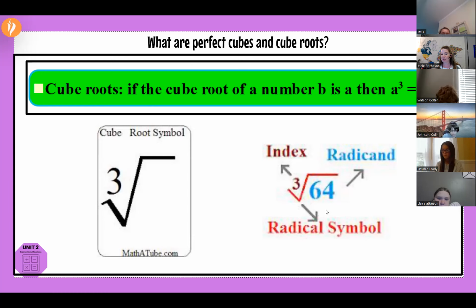Okay, so right here, if there's no number there, it's asking you what's the square root of 64, which of course is 8. But this is asking you what is the cube root of 64. Does anybody know what number times itself 3 times is 64? It is 4. So try it out on your calculator. Does 4 times 4 times 4 equal 64? Why, yes, it does.